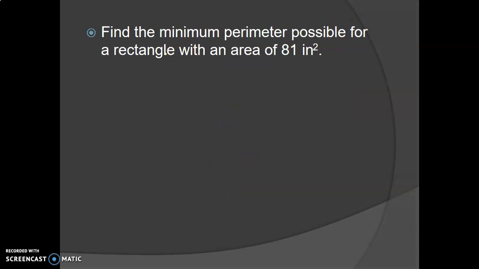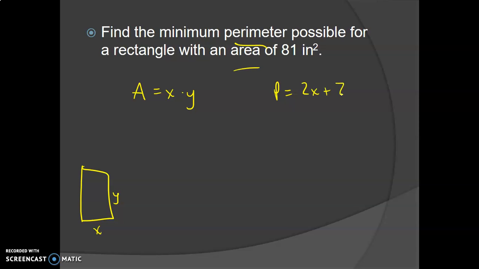Minimum perimeter, and it gives you area. So we know we're going to need both these formulas. Let's draw a picture of a rectangle. Area would be x times y. Perimeter would be 2x plus 2y. Since I want to minimize perimeter, I know I want p prime to equal 0, and p prime should go from negative to positive. The reason I set up the area equation is because they give me the area.